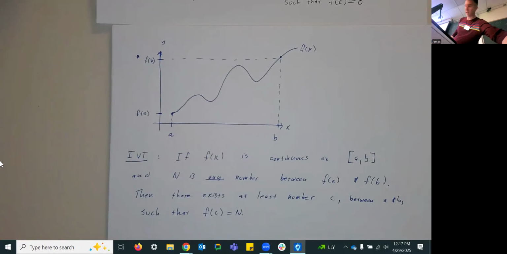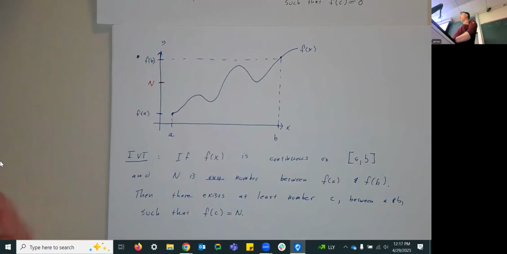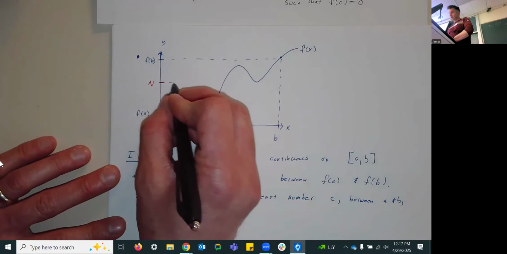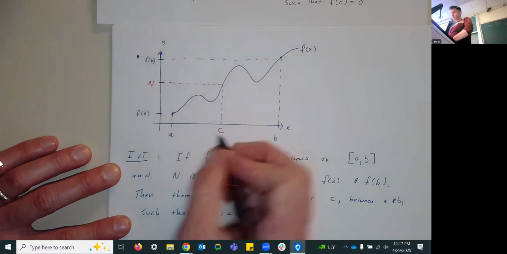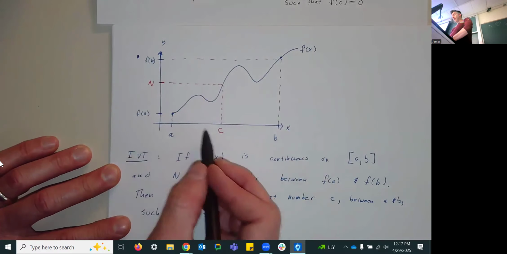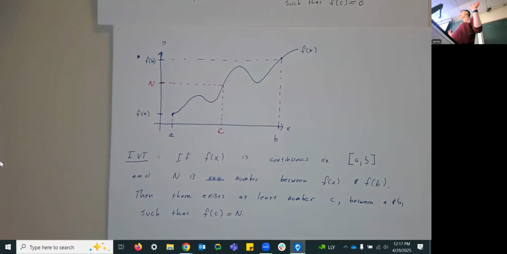Graphically, it looks like this. Pick some number between f of A and f of B. Okay, I'm picking that number right there. Then I should be able to go over to my graph and say, oh, look, there's some input between A and B so that f of C is equal to n. That's the whole idea. Or in other words, stated more simply, if your function is continuous, you get all the y values between two y values. That's the whole deal, really.